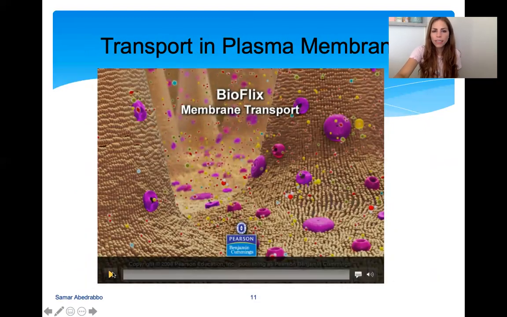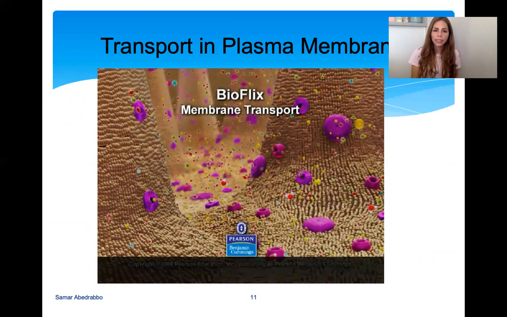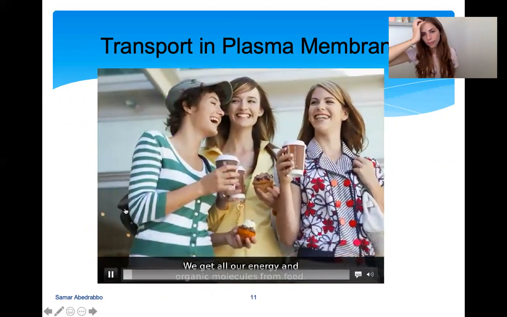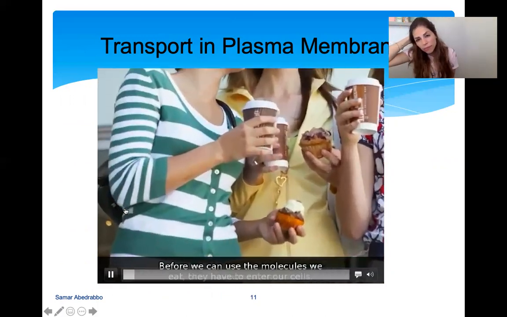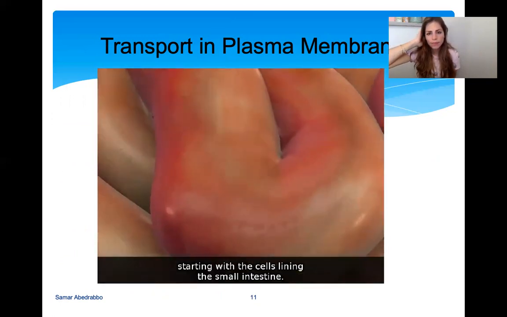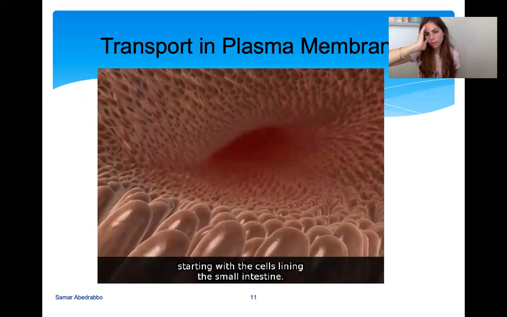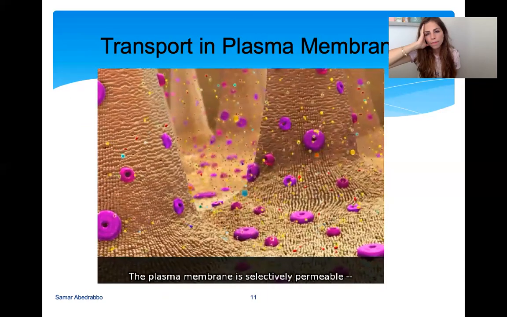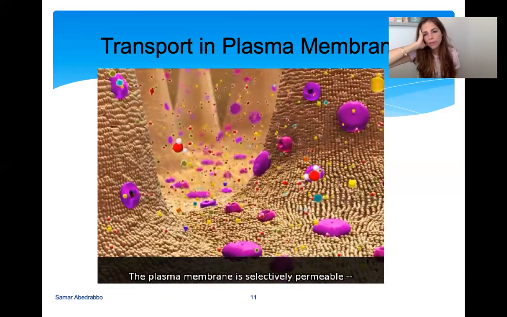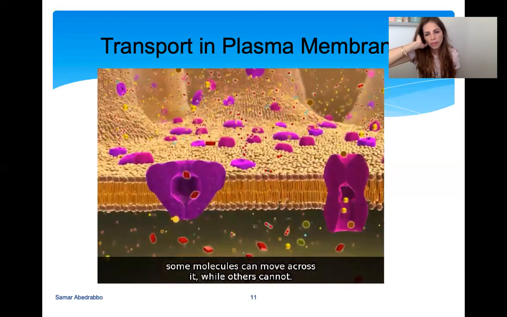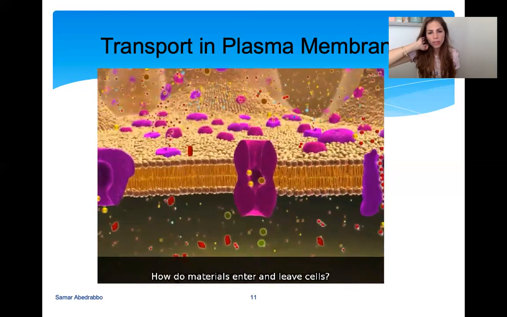Okay, so here's a good video just summarizing transport in plasma membranes. We get all our energy and organic molecules from food. Before we can use the molecules we eat, they have to enter our cells, starting with the cells lining the small intestine. Let's zoom in to the surface of a cell. The plasma membrane is selectively permeable. Some molecules can move across it, while others cannot. How do materials enter and leave cells?